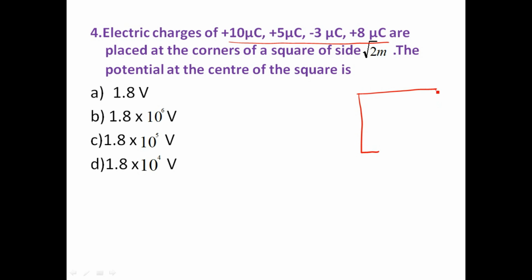Let us draw the square, and on the corners of the square we are going to place the charges. They are plus 10 microcoulomb, plus 5 microcoulomb, minus 3 microcoulomb and plus 8 microcoulomb. The length of each side of the square is root 2. What is the question? We have to find the potential at the center of the square.